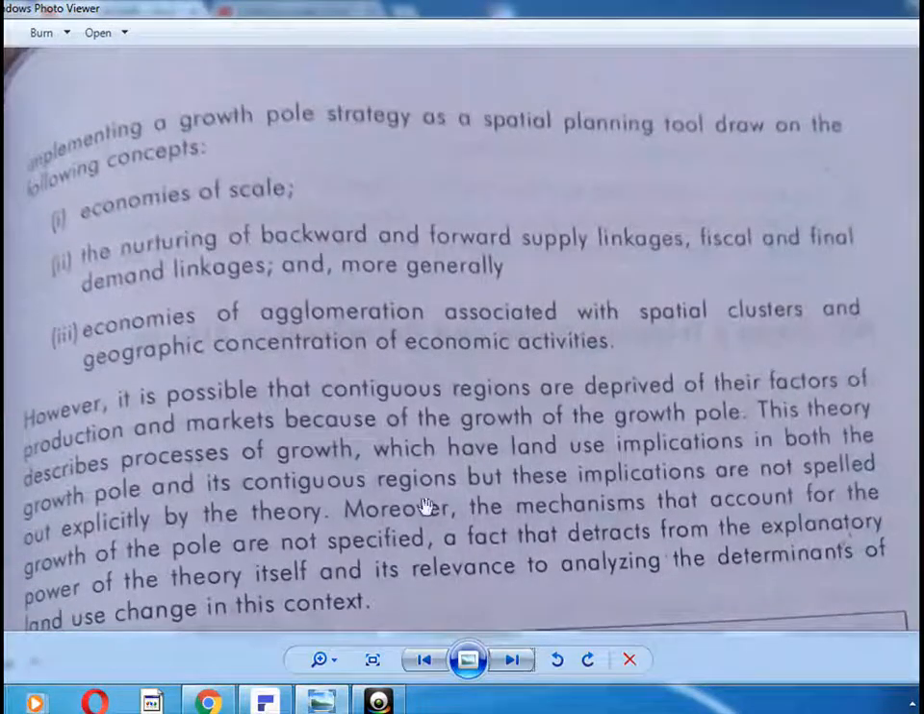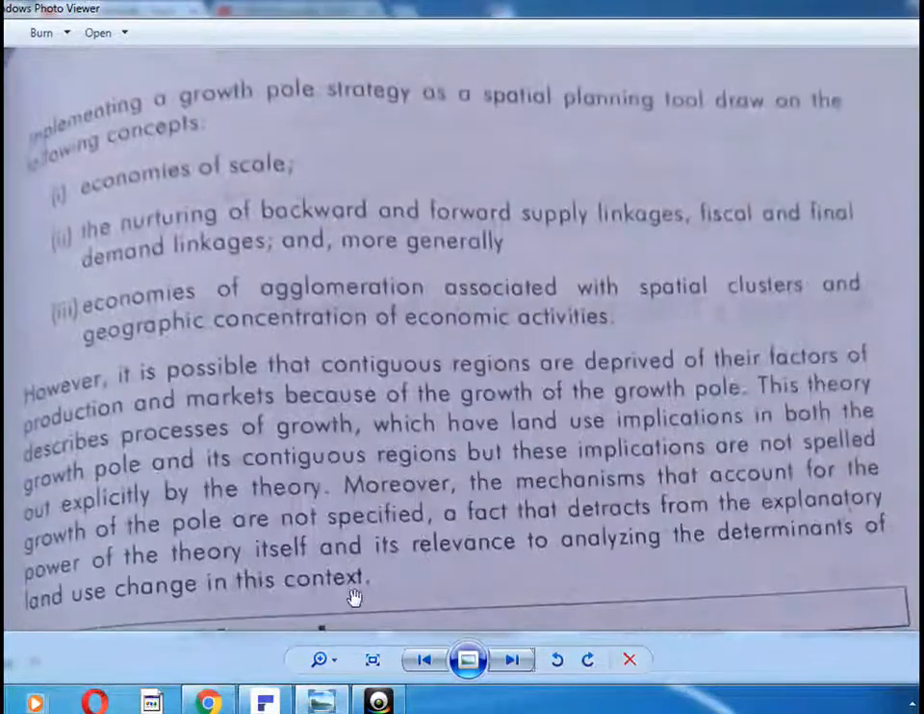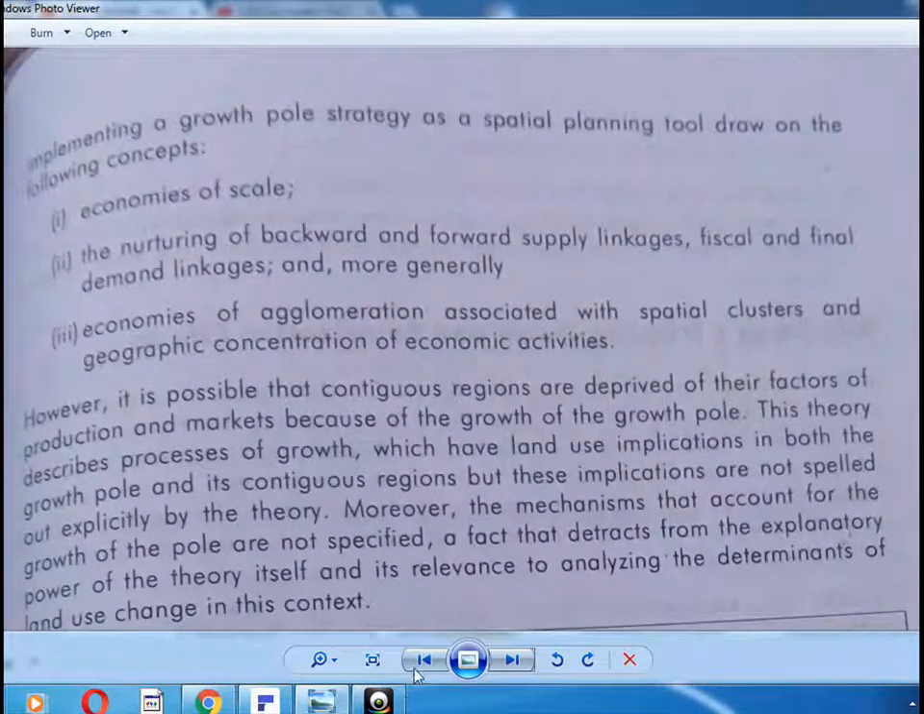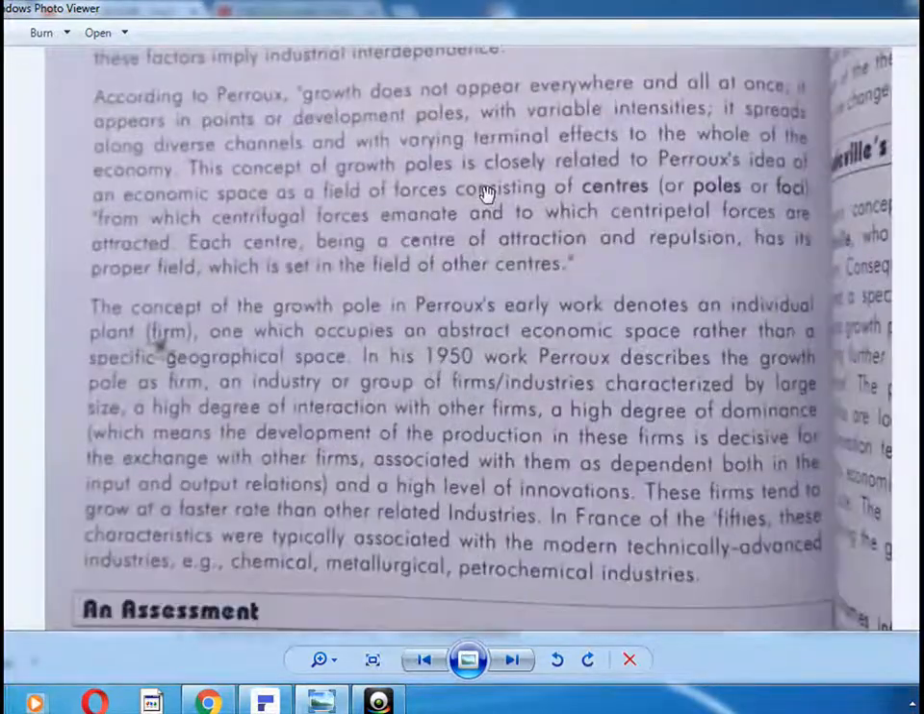So here you can see some of the important following concepts. Okay, growth pole theory, a special planning tool. Economies of scale, the nurturing of backward and forward supply linkages, the fiscal and final demand linkages, and more generally, economies of agglomeration, association with specialty clusters, and geographic concentration of economic activities. So all are important things. Some of the things I discussed now, some shortly.